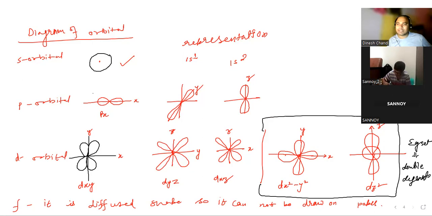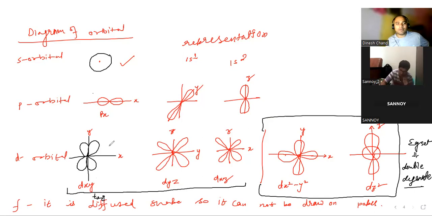What is a degenerate orbital? Sanoy, what is a double degenerate orbital? No, sir, I don't know. Degenerate means having the same energy. So the d orbitals are of 5 types, right? Degenerate is same energy, but I don't know what double degenerate is. Double degenerate means 2 orbitals. These 2 orbitals have the same energy, right? This dx square minus y square and dz square, they have similar energy. Got it? So it is called double degenerate.